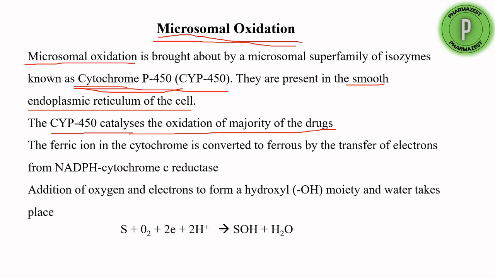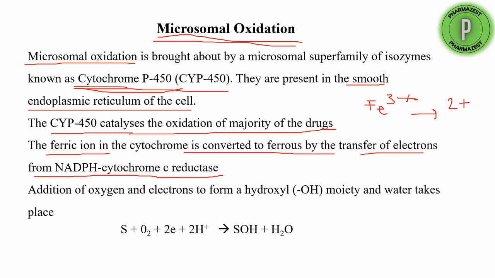In this cytochrome P450, there is a porphyrin ring which contains a ferric ion. Ferric ion means Fe3+. This Fe3+ is reduced to Fe2+, changing between 3+ and 2+. So in this cytochrome enzyme, what happens during the metabolism process? Transfer of electrons takes place due to the enzyme known as NADPH cytochrome C reductase. This NADPH cytochrome C reductase supplies the electrons for the cytochrome P450 enzyme.